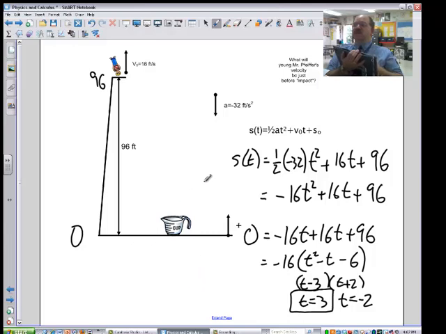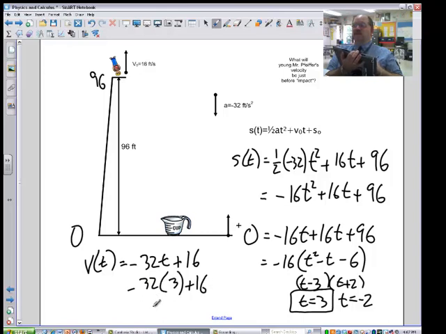To get the velocity, we're just going to take the derivative of this position function. So velocity is just the derivative, so it's going to be negative 32t plus 16, and we plug 3 seconds in. Negative 32 times 3 plus 16, that's negative 96 plus 16, going to bring me to negative 80 feet per second.